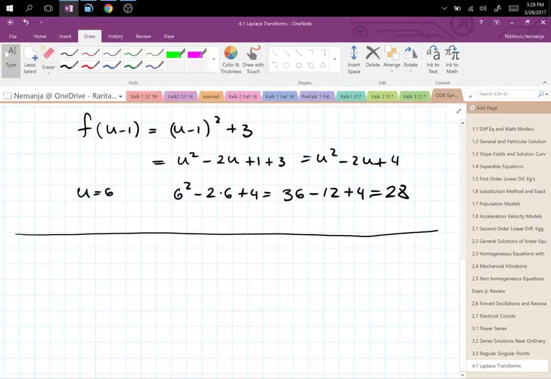For Laplace transform, we are going to take a differential equation which contains functions and derivatives and transform that into an algebraic equation that has a variable. So you see that it's a complete change.